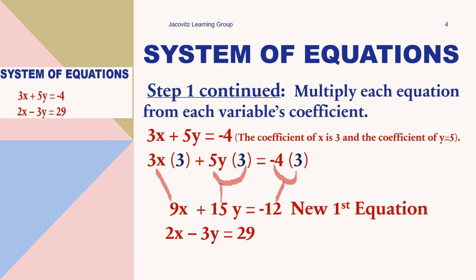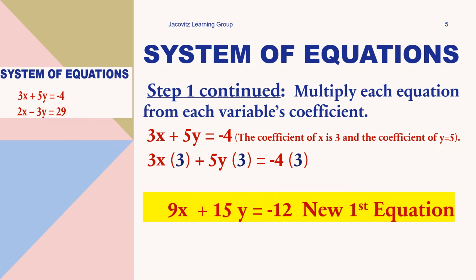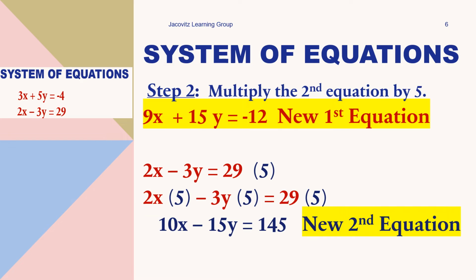The second equation is just kept for the time being. You have it here as well: 2x minus 3y equals 29. You have your new first equation, no need to be redundant: 9x plus 15y equals -12. Let's move on to the next step.